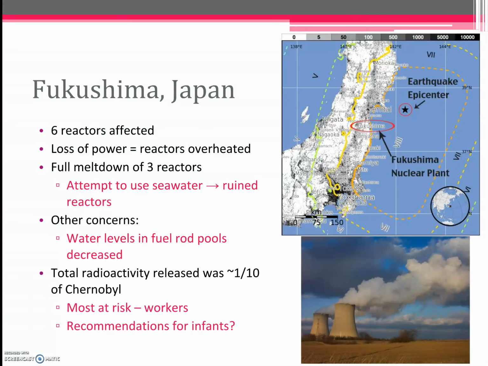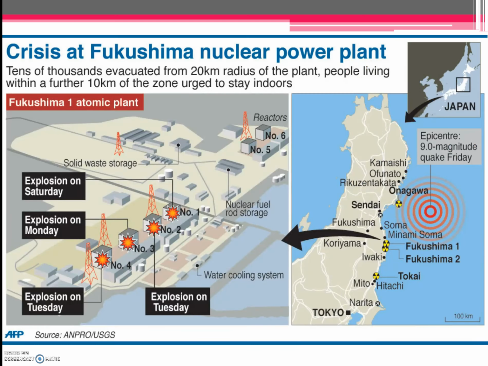Fukushima is also another major one. 6 reactors were affected. That's when there was an earthquake off the coast of Japan. Full meltdown of 3 of the reactors. There was an attempt to use seawater to cool the reactors. That ruined it. Other concerns: the water levels in the fuel rod pools. The total radioactivity released was 1/10 that of Chernobyl. Most at risk were workers, and young people are always more susceptible.